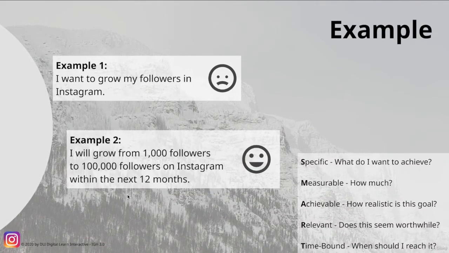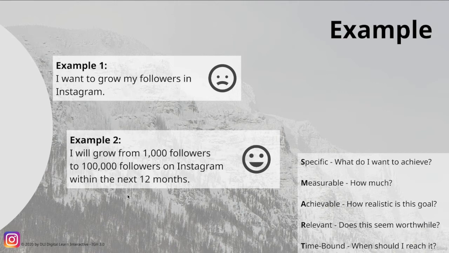Let's take an example number 1. I want to grow my followers on Instagram. Is this a good example? First of all, let's see if it's specific. What do I want to achieve? I want to grow my followers on Instagram. Maybe it's specific, at least you know that you would like to grow your followers on Instagram. Therefore, I would say yes, it is specific. Measurable, how much I would like to grow. I can't find it there, so it's not measurable.